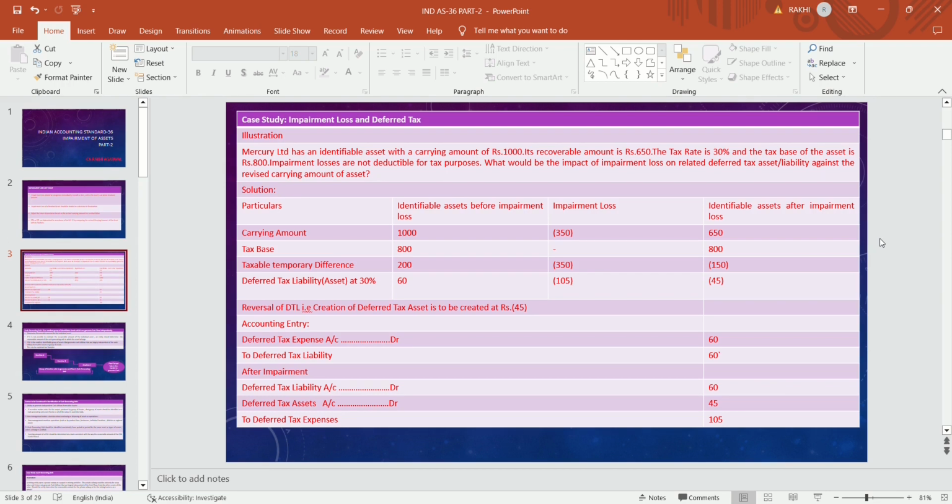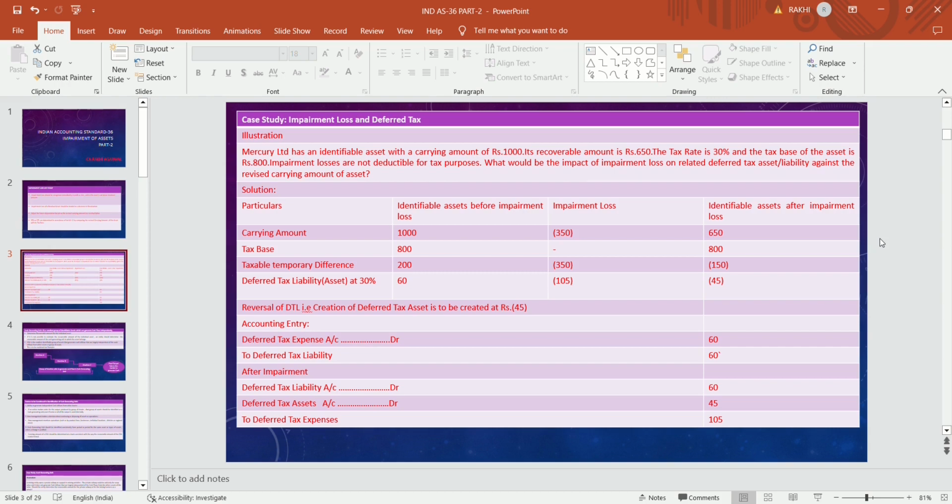Now the taxable temporary difference before impairment was 200, and after impairment the difference is 150. Whatever the temporary difference, we will charge 30% on that. So on 200 the 30% will be 60. After impairment, on 150, 30% is 45, so the deferred tax is 45.